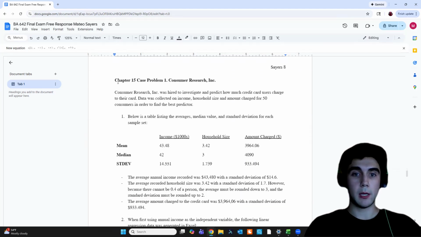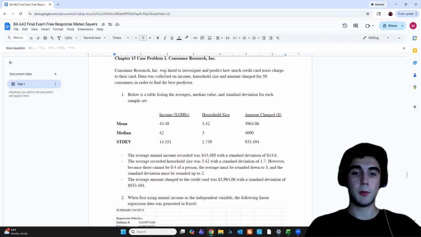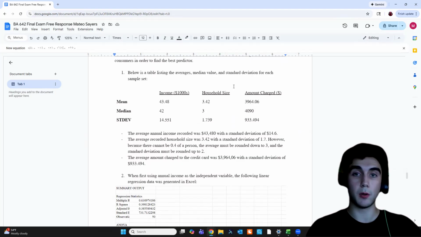All right, and moving on to Chapter 15, Case Problem 1, Consumer Research Incorporated. Consumer Research Incorporated was hired to investigate and predict how much credit card users charge to their card annually. Data was collected on income, household size, and amount charged for 50 consumers in order to find the best predictor for how much they're going to charge in a year.